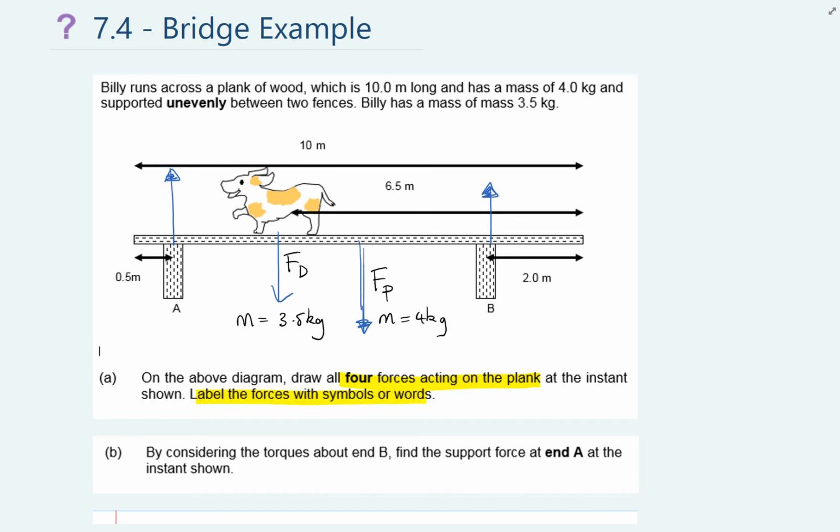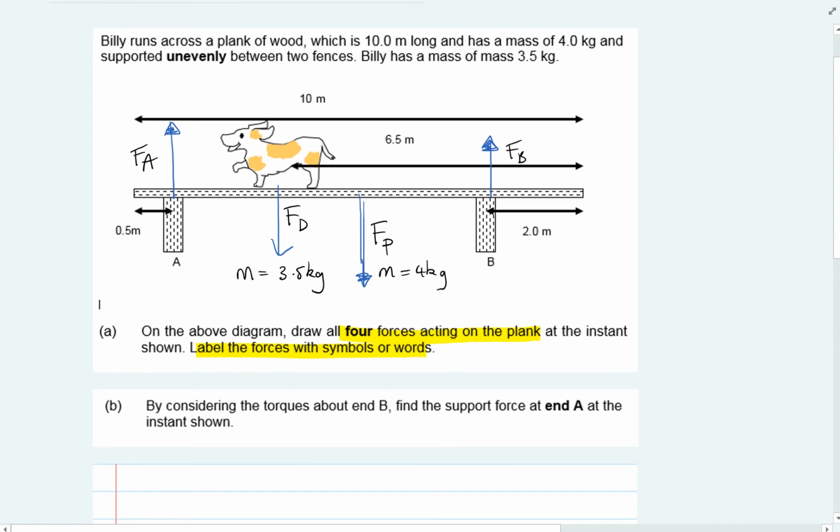So we have here FA, and over here we have FB. Okay, that's pretty much the first part of the problem done. We don't know FA or FB. Just to help us out a little bit down the track though, what we can do is actually work out what the forces are, specifically for FD and FP.